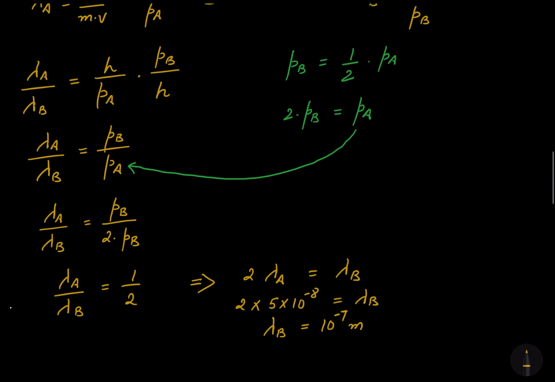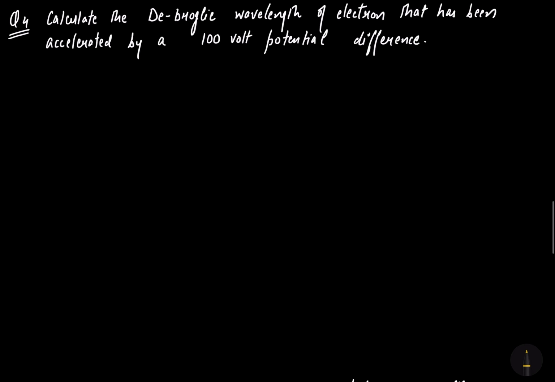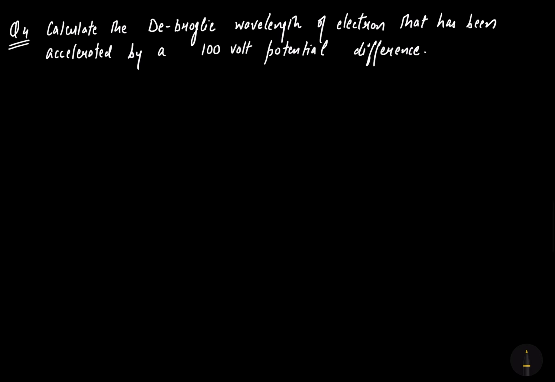Now let's move to the fourth numerical. The fourth numerical is saying calculate the De-Broglie wavelength of electron that has been accelerated by 100-volt potential difference. So here potential difference is given. So we are going to use the formula wavelength is equal to h upon root of 2qVm.